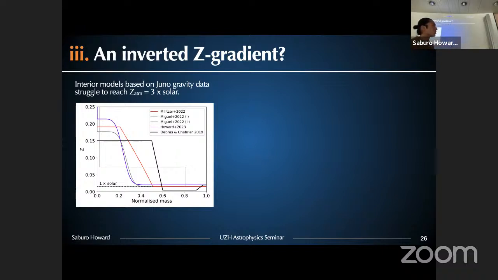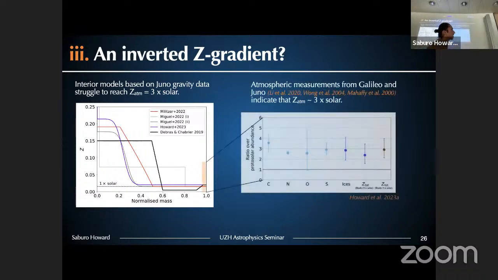So here you see again the distribution of heavy elements as a function of normalized mass. And this inverted Z gradient is illustrated by the model in black by Debras and Chabrier, where you see here an outer region with very low content of heavy elements, and then this inverted Z gradient that may satisfy the Z value in the atmosphere of the planet. So here it's just to show you what we expect from the measurements in the atmosphere of the planet. And so in Jupiter, it should be enriched by a factor of between probably 2 and 4.